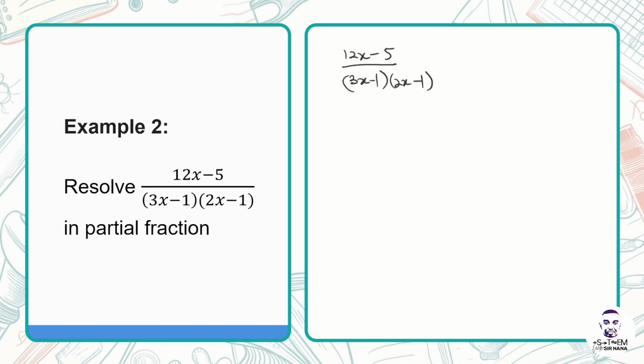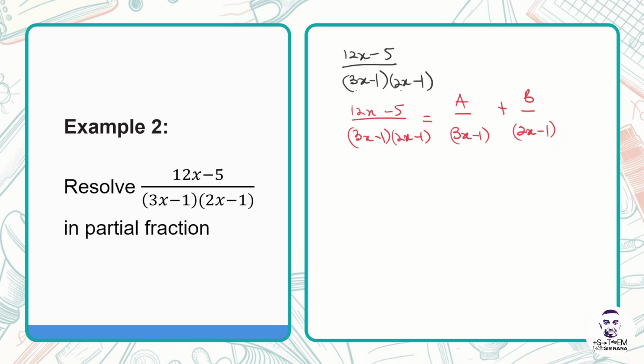And then we must also ensure that the numerator doesn't have a higher power than the denominator, which we have been able to see. Because when we expand the denominator, we get something in x squared, and the numerator has x. So we can write 12x minus 5 all over (3x minus 1)(2x minus 1) to be equal to A all over 3x minus 1 plus B all over 2x minus 1.